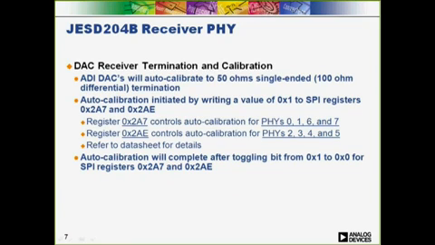The receiver termination on our DAC devices are designed to auto-calibrate to 50 ohms. This auto-calibration requires toggling the auto-termination control bits in the SPI register map. The location of the control bits will be the same for all DAC devices that use JESD204B.